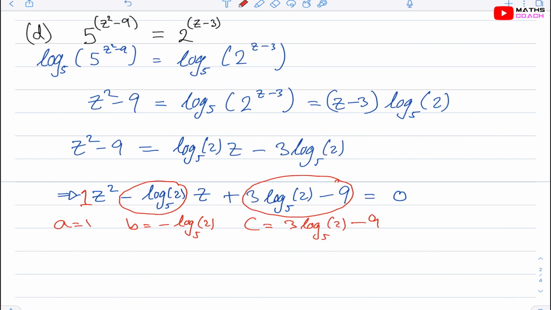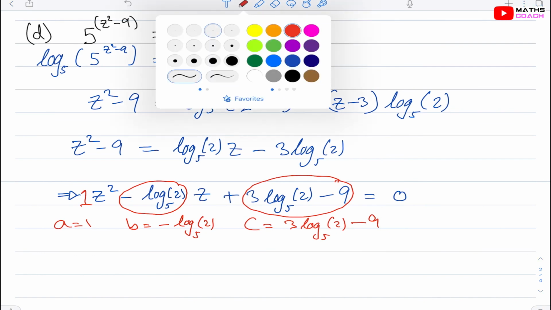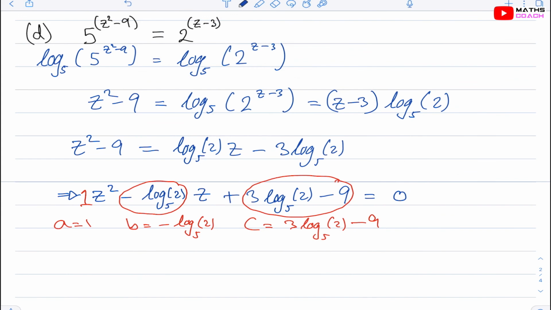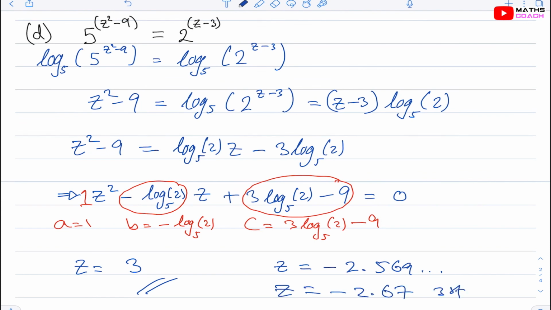All we have to do now is plug these into your quadratic formula, or use the special built-in function in your calculators, and this will give you the answers for z. You will get z equals 3 and z equals minus 2.569... So in this equation, you can see that within the equation itself, there are no restrictions on z. I mean, we can have z as positive or we can have z as negative. Therefore, the solutions we have are basically z equals 3 and z equals minus 2.57 to 3 significant figures, will be the two solutions to this equation.